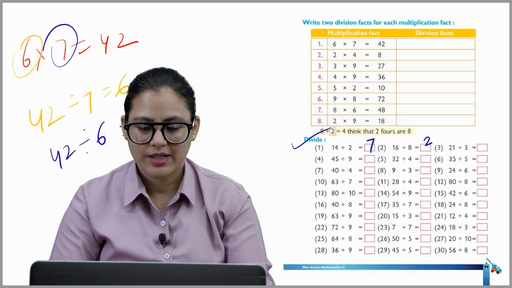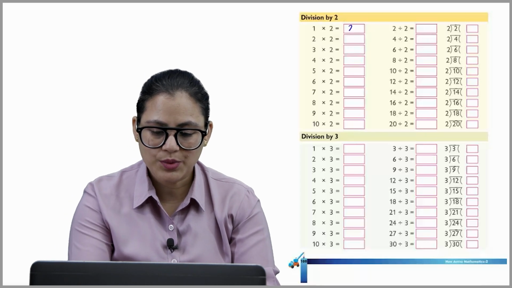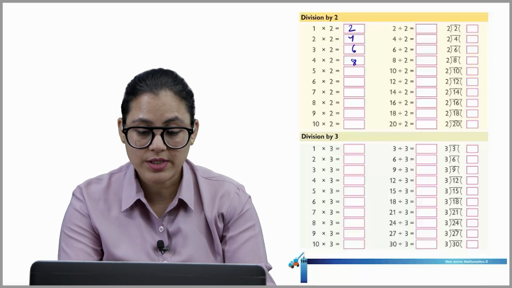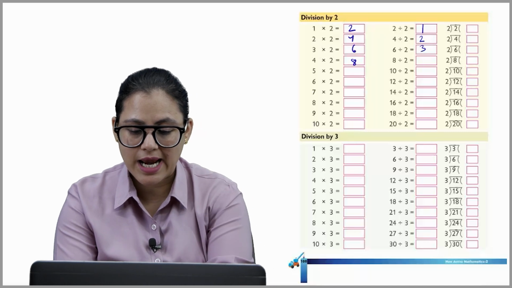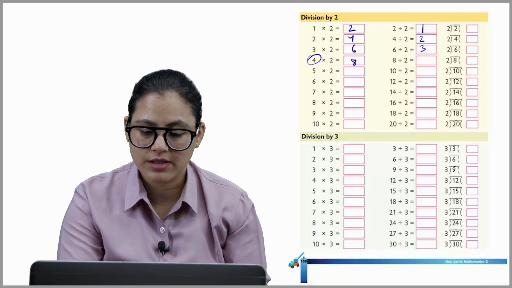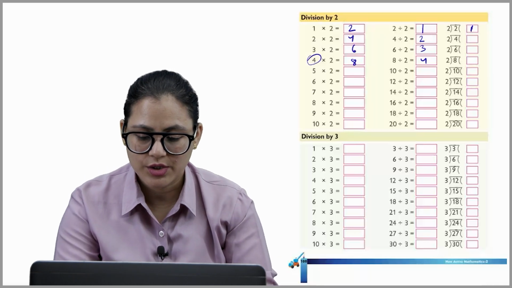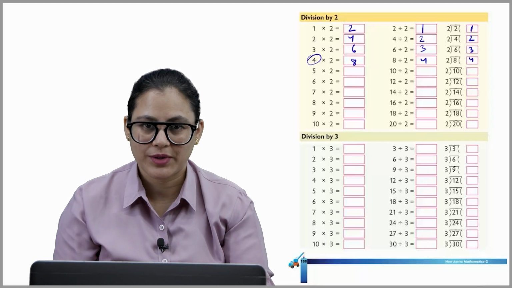Division by 2. 1 into 2 is 2, 2 2s are 4, 3 2s are 6, 4 2s are 8. Now, 2 divided by 2 is 1, 4 divided by 2 is 2, 6 divided by 2 is 3, 8 divided by 2 is 4. You will get this answer. Here you will get 1, 2, 3, 4 and so on.